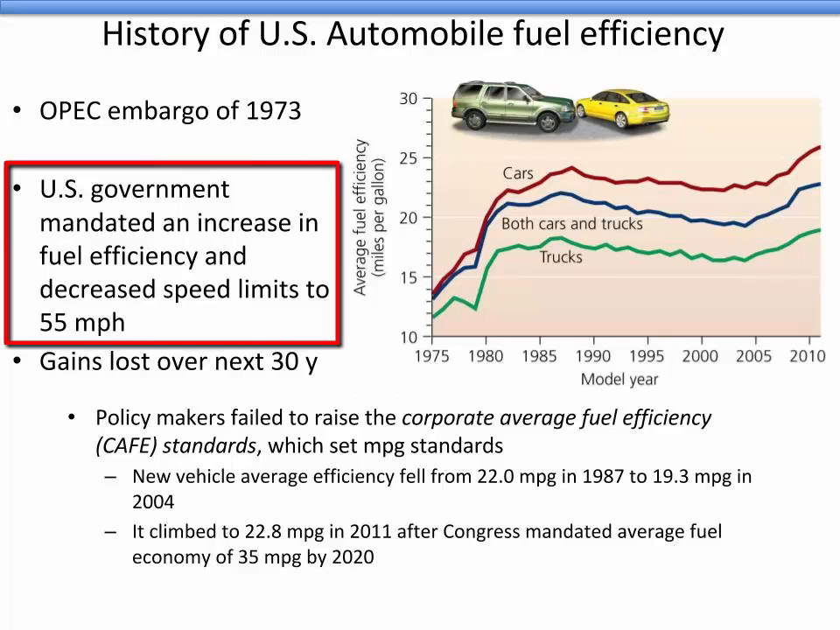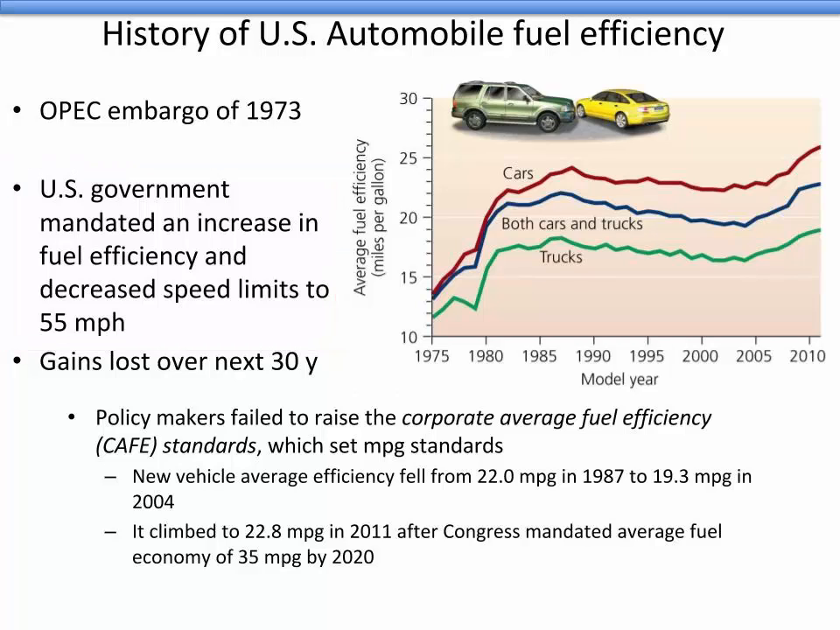In response to this embargo, the U.S. government tried to reduce gasoline use by mandating an increase in fuel efficiency and decreasing speed limits to 55 miles per hour. The measures worked, reducing our dependency on foreign oil and our greenhouse gas emissions.